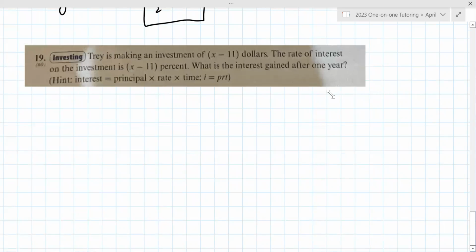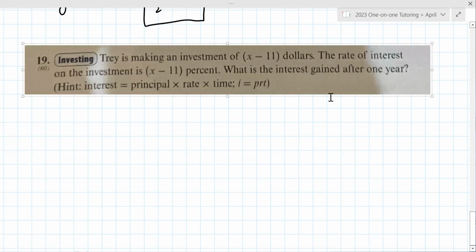All right, 19. Let me know when you're ready for us to move on to that. Yeah. All right. Trey is making an investment of x minus $11. The rate of interest on the investment is x minus 11%. What is the interest gained after 1 year? Hint, interest equals principal times rate times time. So what they're trying to tell you here is that there are 3 variables: principal, rate, and time. The time is probably the easiest. It's 1 year. Is that okay?